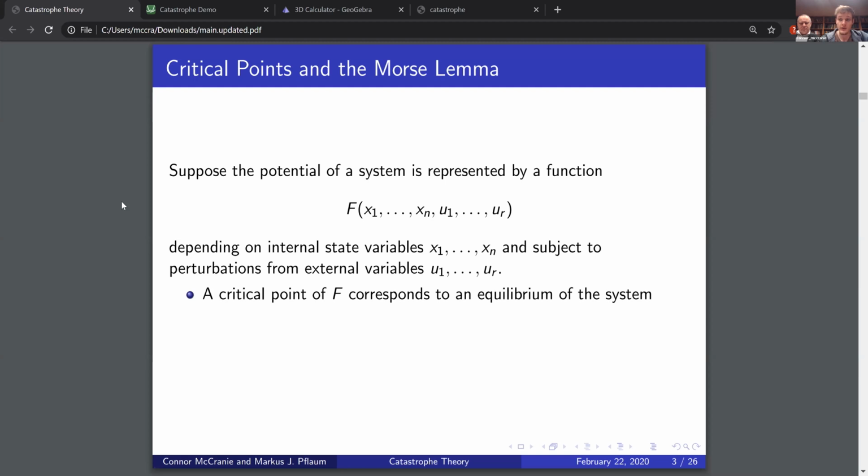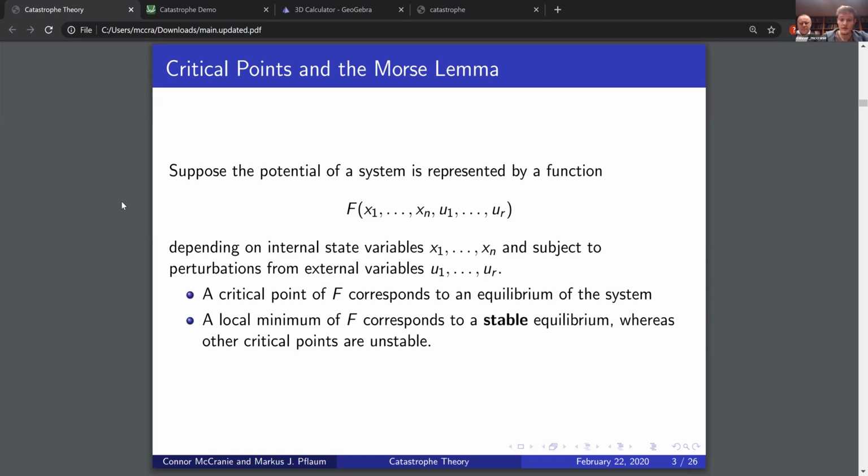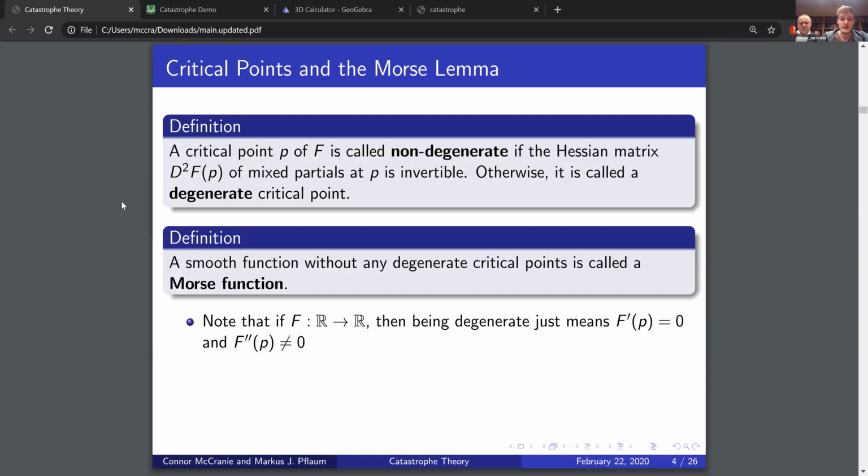And so in this context, thinking of f as being a potential function, a critical point of f corresponds to an equilibrium of the system. Local minima of f are stable equilibriums, but other critical points are unstable. So some terminology: a critical point of function f is non-degenerate if the Hessian matrix is invertible. For the Hessian matrix, we take the second order partials of every possible choice and put them in a matrix. If the determinant of that matrix is 0, then it's degenerate. But if that matrix is invertible, then it's non-degenerate.